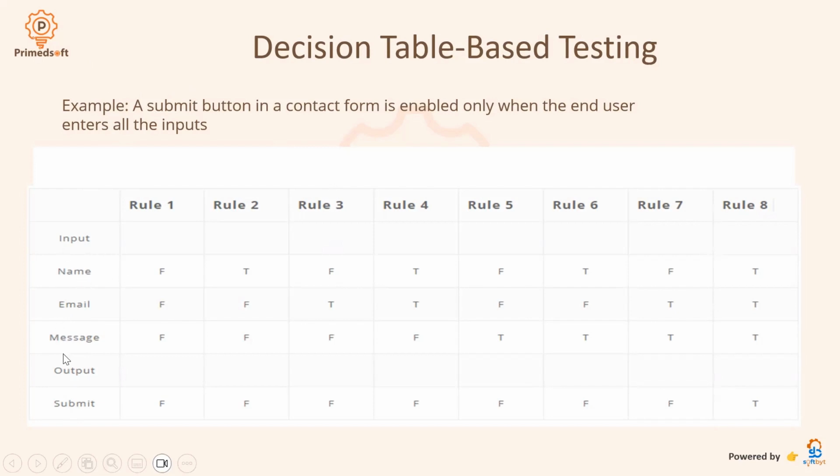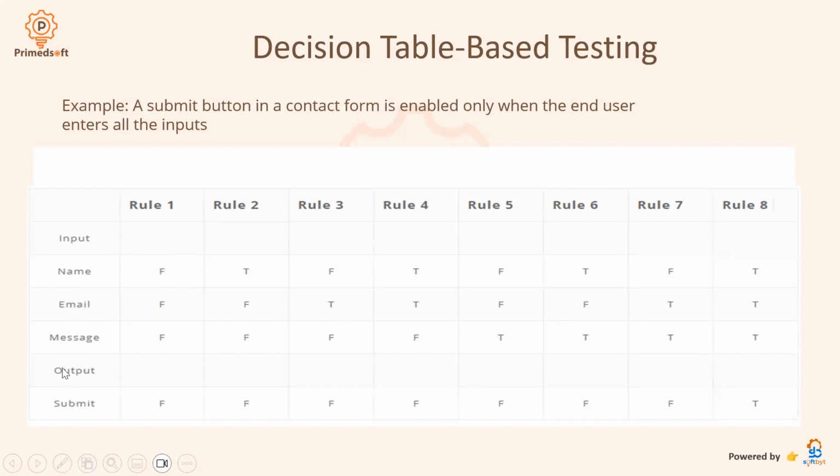You've left all the fields blank and you are checking if the submit button will become clickable. The expected result is that the submit button will not become visible and clickable. If it's visible and clickable, it's a bug. Then you go for your second scenario: you enter your name and leave the email and message blank, and see if the submit button will become clickable. Of course, it wouldn't be clickable.